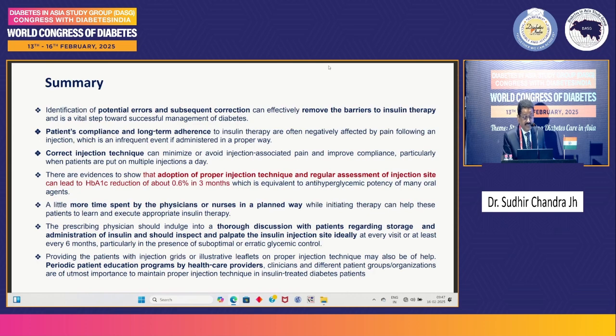Periodic patient education programs by healthcare providers, clinicians, and different patient group organizations are of utmost importance to maintain proper techniques in insulin-treated patients.